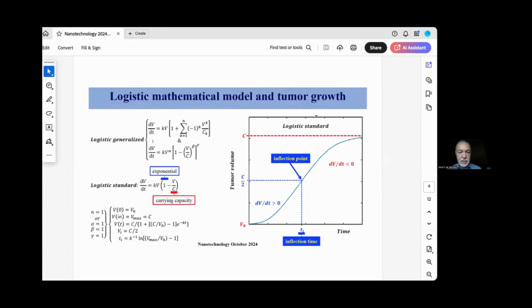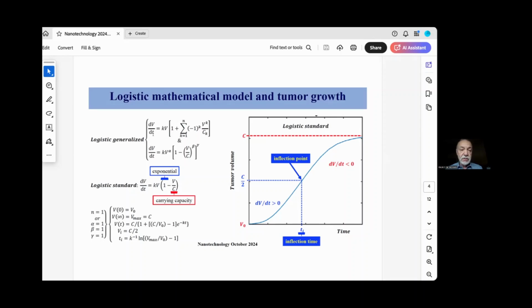Okay, so let's explore a little bit more about the logistic model. The logistic model actually came from a solution of a rate equation. It's a first order equation that describes the rate of growth of the tumor volume. It's a first order differential equation.